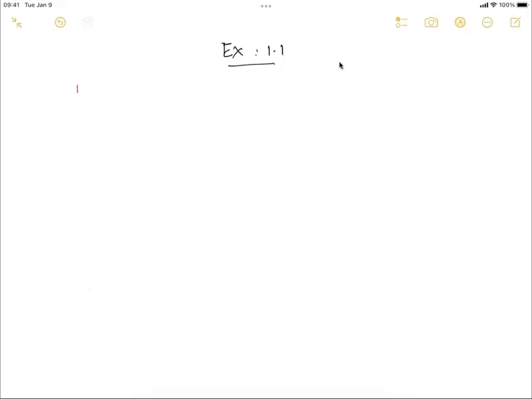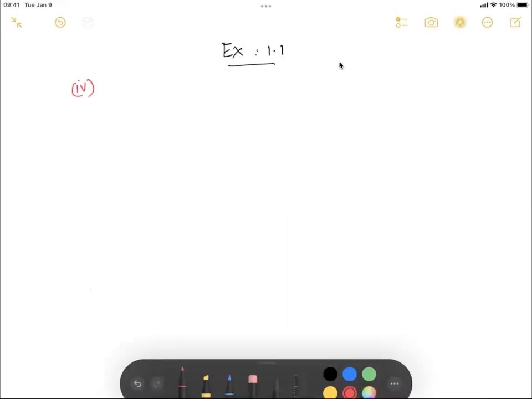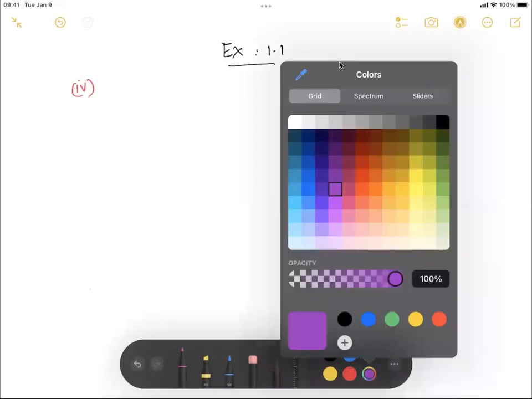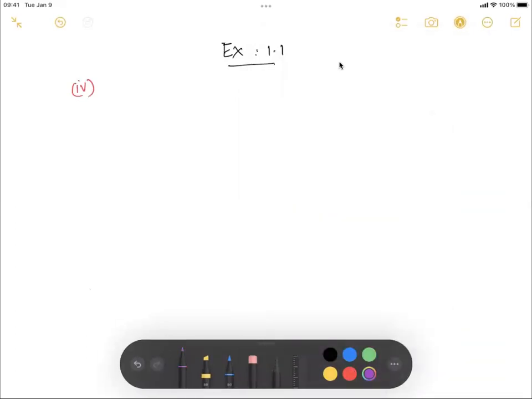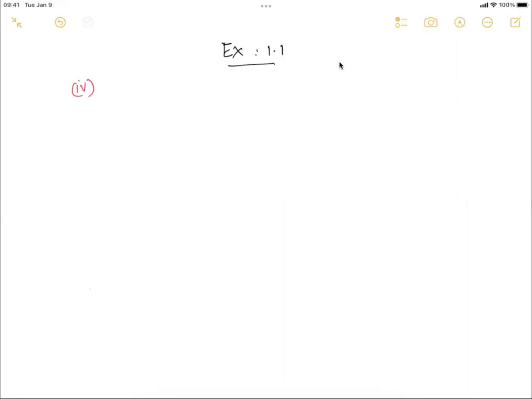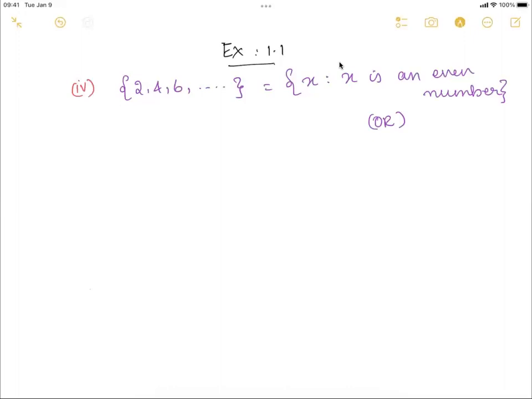Okay, so now let's move on to number 4. I think I want to change the color. So number 4 is basically 2, 4, 6, and so on. It's very clear these are all even numbers. So you can write it as a set of all x such that x is an even number. Or you can write the same thing as a set of all x such that x is equal to 2 times n, where n belongs to the set of all natural numbers.